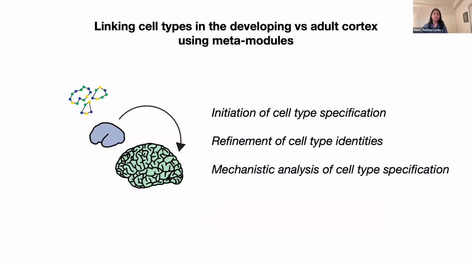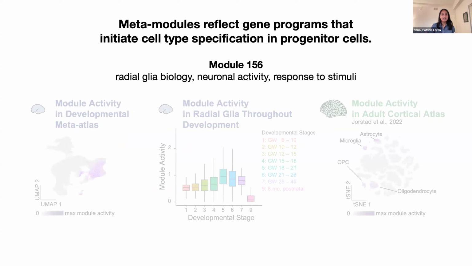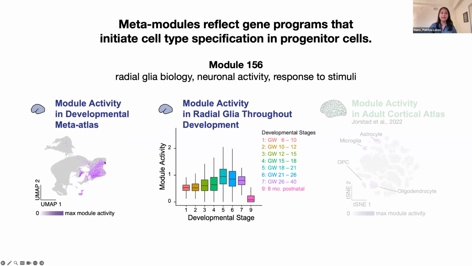So now we are able to ask questions of how do these cell types form, get refined, and in what mechanistic ways. And what I'd like to do is show two vignettes from our paper where we interact with our modules in this way. The first is a module that's called Module 156. And by annotating these different modules, I found that it was related to radial glial biology. And in fact, in our developmental meta-atlas, Module 156 is highly active in our radial glial progenitor cells.